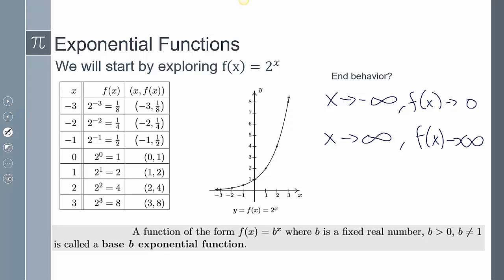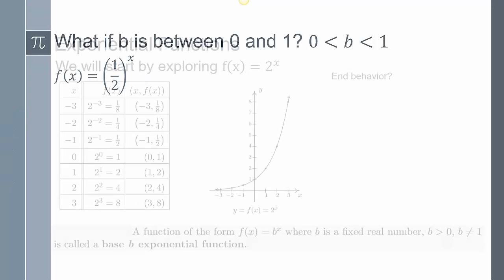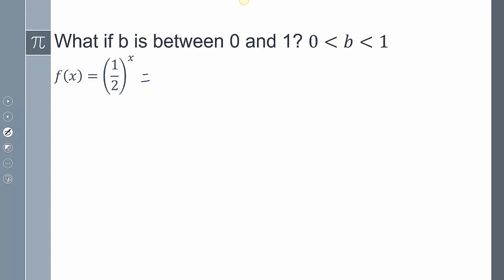Now, what if b is between 0 and 1? What happens if I have this 1/2 to the x power? Well, there's going to be an issue here. In our definition, we said that b has to be greater than 1, so I have to manipulate my equation to where b is greater than 1. What if I bring the 2 to the top here? Well, now I'm going to get 2 to the -1, and that's going to be to the x power, and now I can multiply those two exponents together, and I get 2 to the -x.